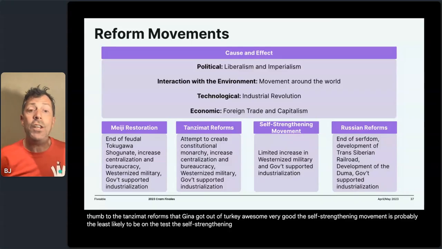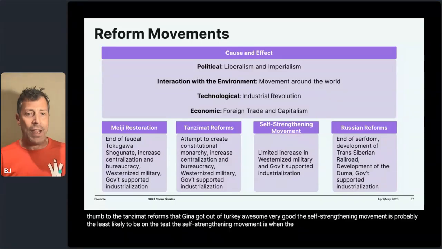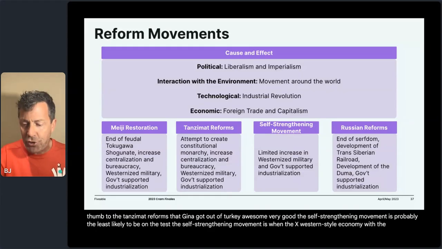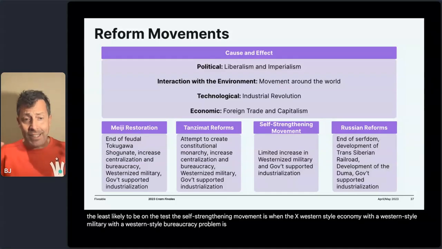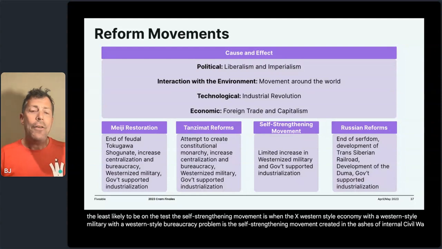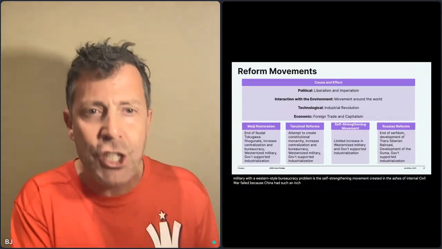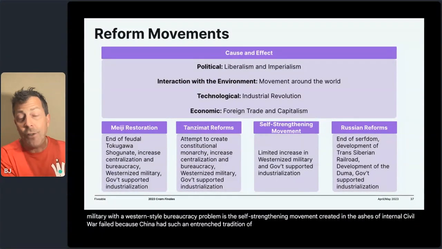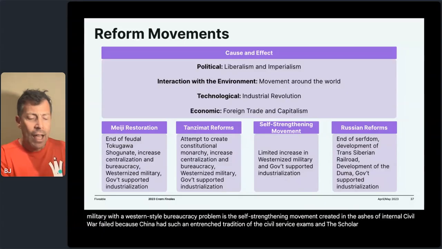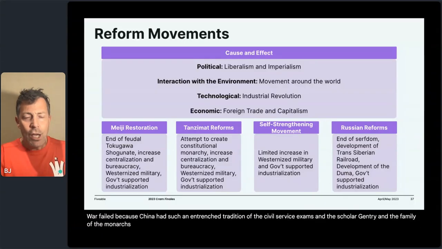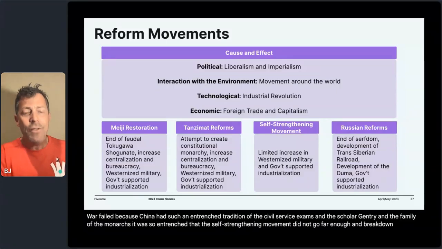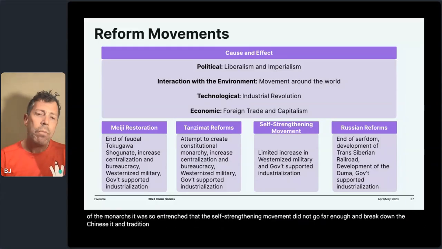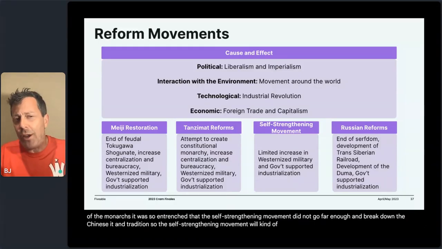The self-strengthening movement is when the Chinese tried to do very similar things: a Western-style economy with a Western-style military, with a Western-style bureaucracy. Problem is, the self-strengthening movement, created in the ashes of internal civil war, failed because China had such an entrenched tradition of the civil service exams and the scholar gentry and the family of the monarchs. It was so entrenched that the self-strengthening movement did not go far enough and break down the Chinese government and tradition. So the self-strengthening movement will kind of implode on itself.